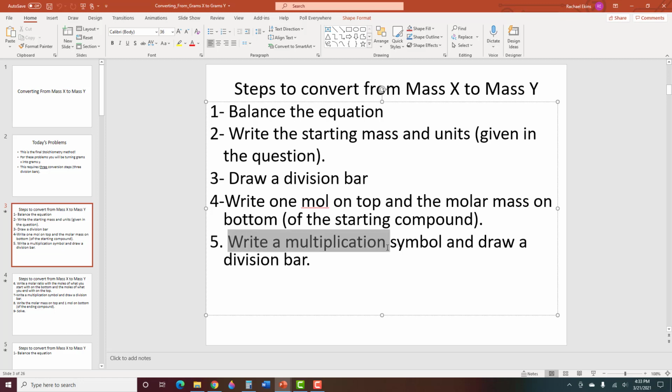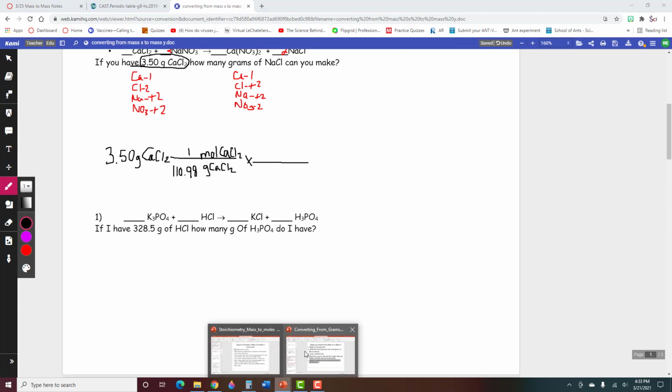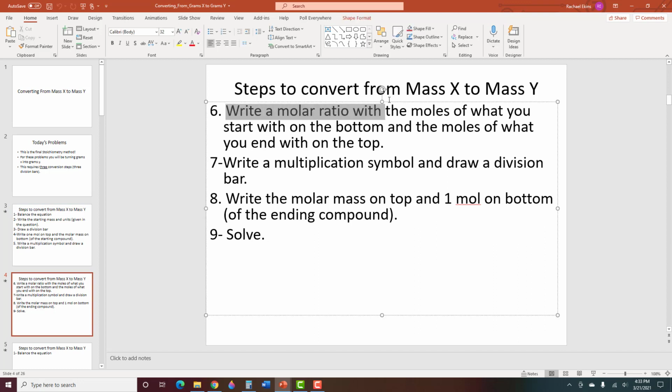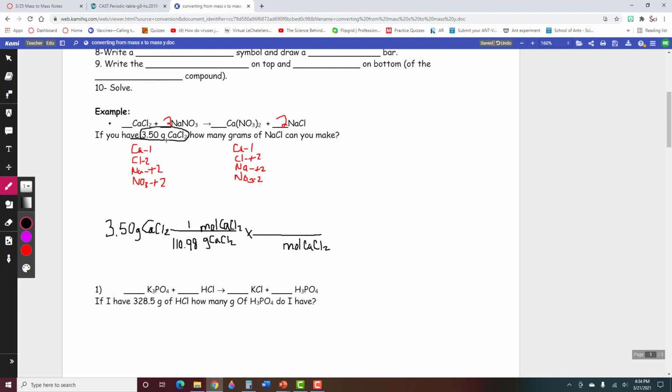Next step, write a multiplication symbol and draw a division bar. So I can do that. Multiplication symbol, division bar. Next step is write a molar ratio with moles of what you start with on the bottom and moles of what you end with on top. So I've got to do the mole to mole bridge to get me to the moles of the other thing I want. The moles of your starting compound goes on the bottom, moles of CaCl2. And then the ending compound, I've got to go back to the question for this. It says if you have 3.50 grams of CaCl2, how many grams of NaCl? So this is going to be moles of NaCl.